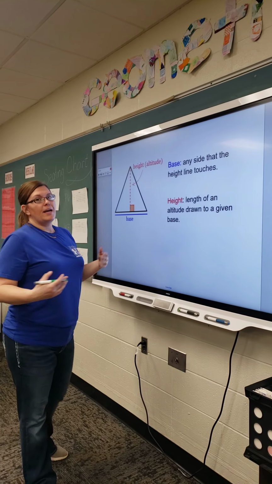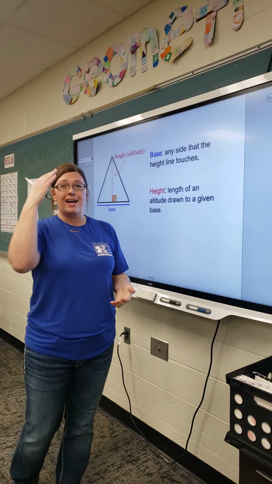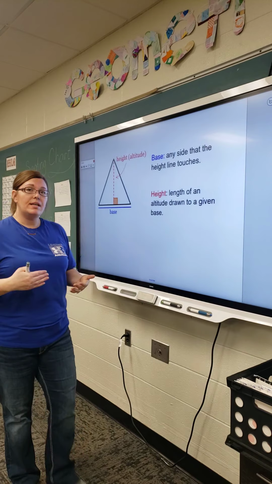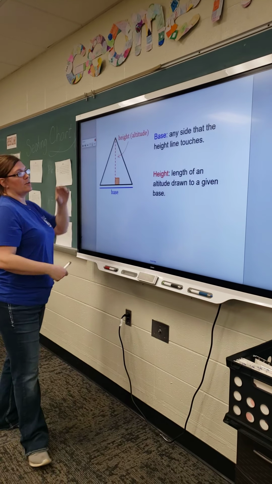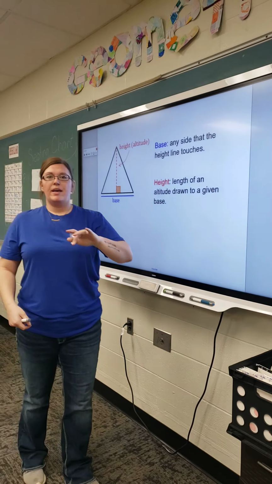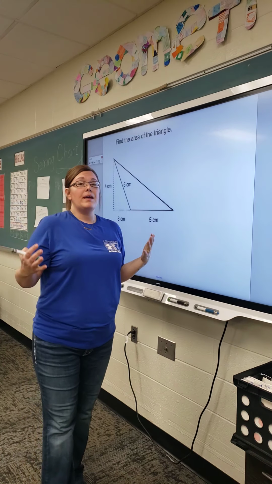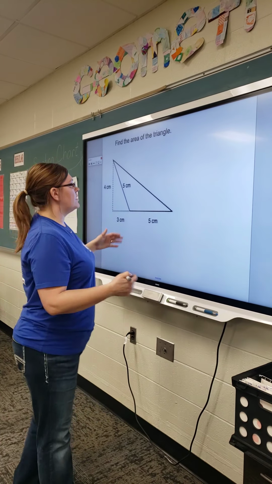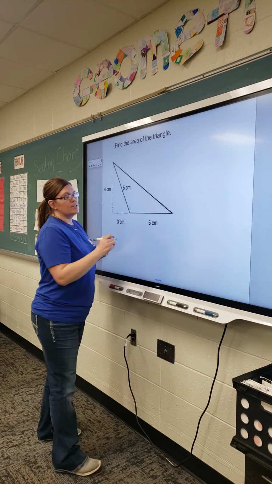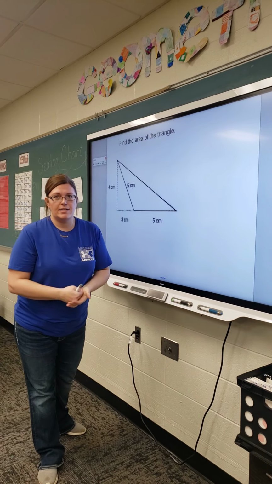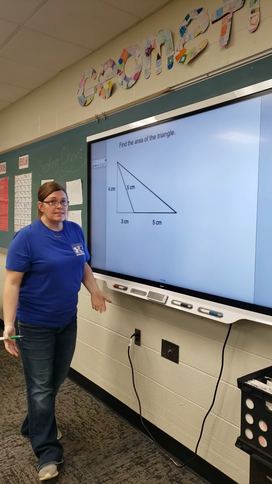Your base is going to be any side that the height line touches, and your height line is going to be the line that runs perpendicular into your base, okay? It goes from the altitude to a base at a 90-degree angle. So let's take a look at this one. When I throw ones like this at you, your brains kind of go, what's my base? What's my height? I don't know. We're all confused. But look, guys, your height line has to hit your base at a 90-degree angle. What lines here are going to do that?